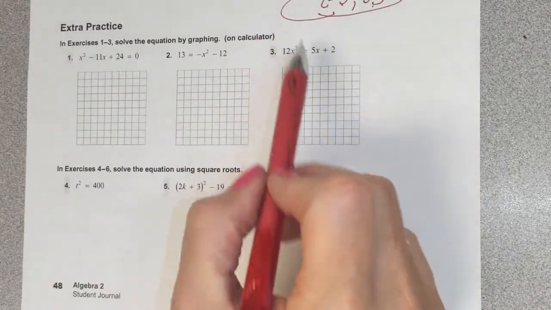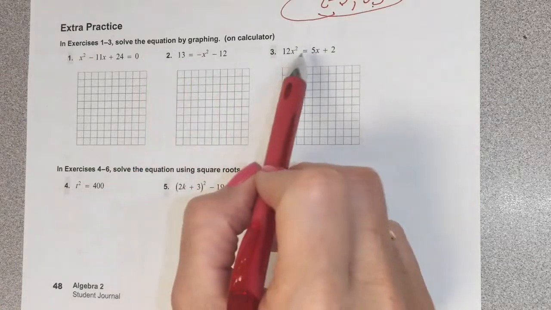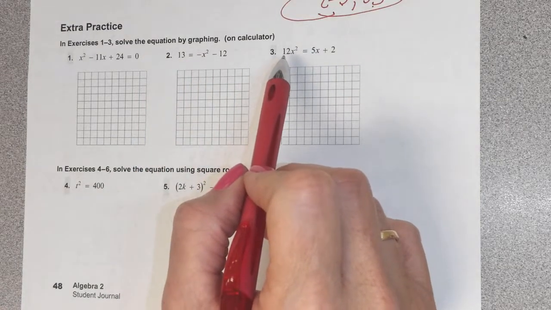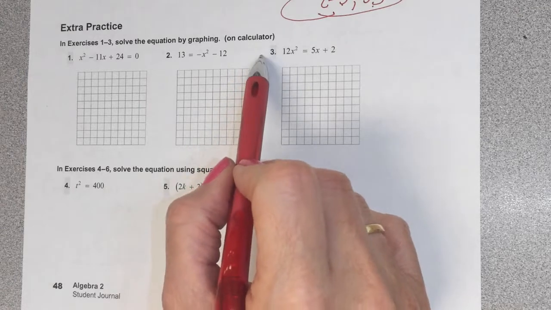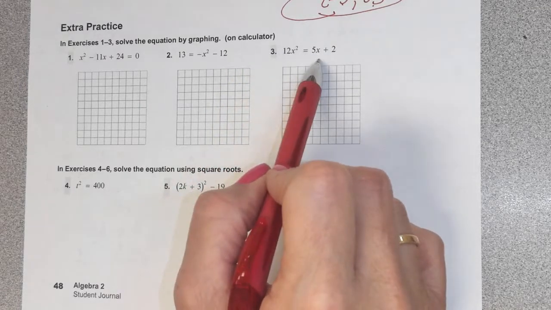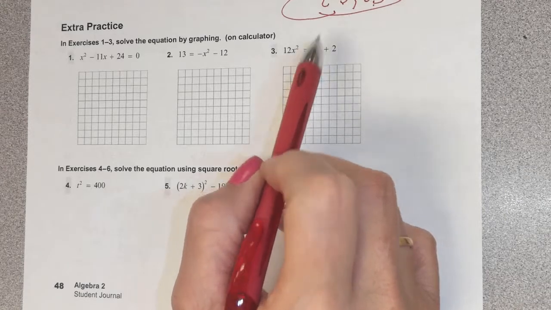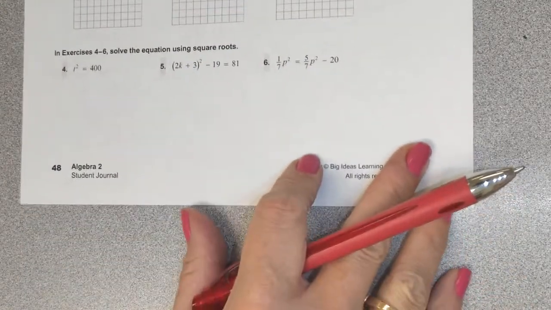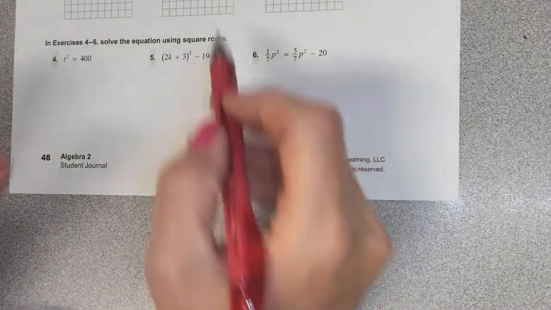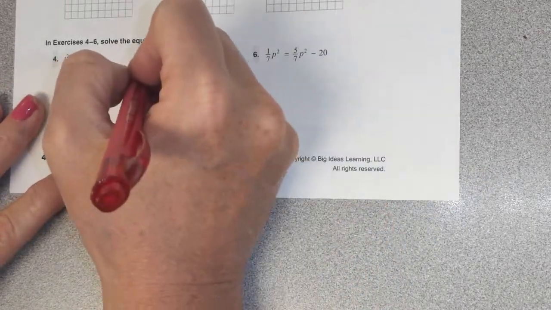Graphing on the calculator, what did I say to get it equal to? We're not going to do any of these, but how would you do them? Get them set equal to what? 0, and then put one of them into y sub 1, one into y sub 2, and then look for the point of what? Intersection. All right, we're going to solve using square roots. We're going to do number 5.